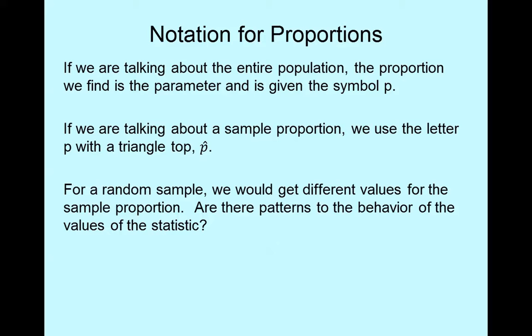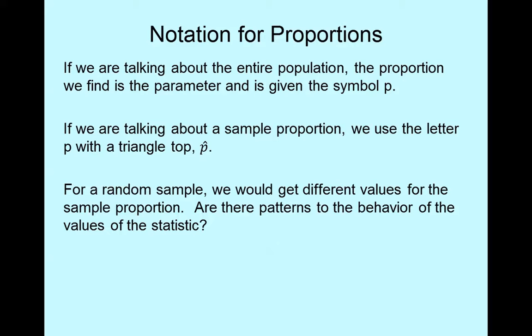Now, if we're talking about an entire population, we're talking about the parameter, so the proportion is going to represent everything for the entire population, and that parameter is denoted by the symbol P. Now, if we're talking about a sample proportion, we're going to use the letter P with the top of a triangle on it, and we call this P hat.